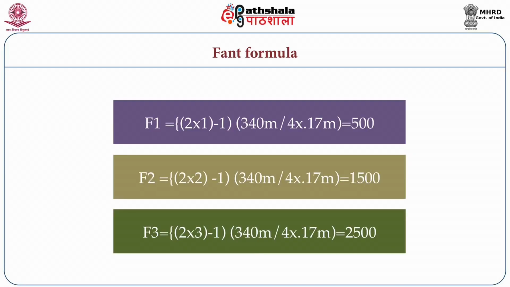2 multiplied by 1 for F1, 2 multiplied by 2 for F2, 2 multiplied by 3 for formant 3. Then minus 1, and the whole thing is multiplied by 340 meters per second, which is the velocity, and then divided by 0.17 meters into 4. The figures that you get as a result of this: F1 at 500, F2 at 1500 and F3 at 2500.